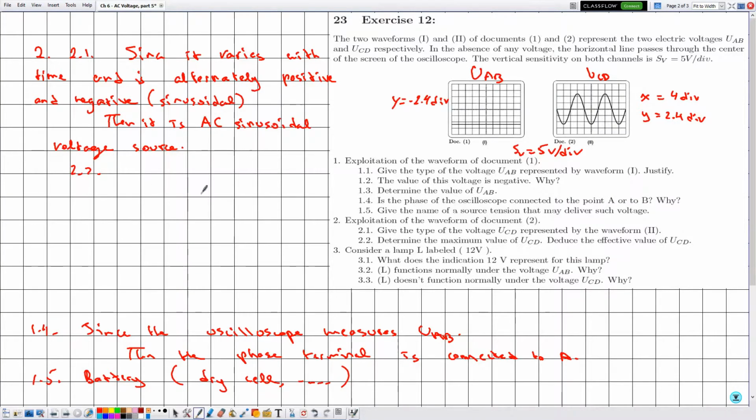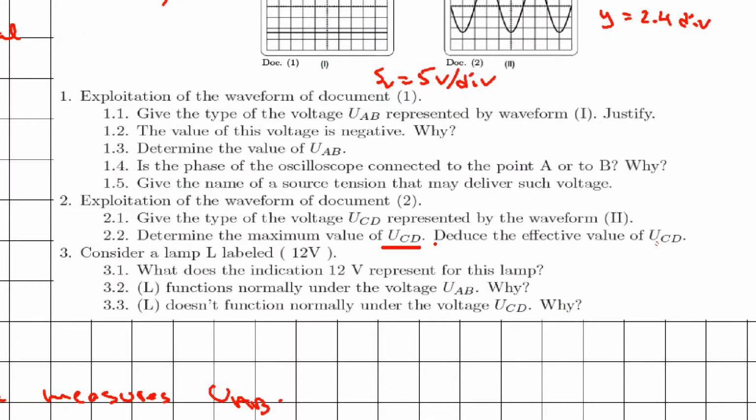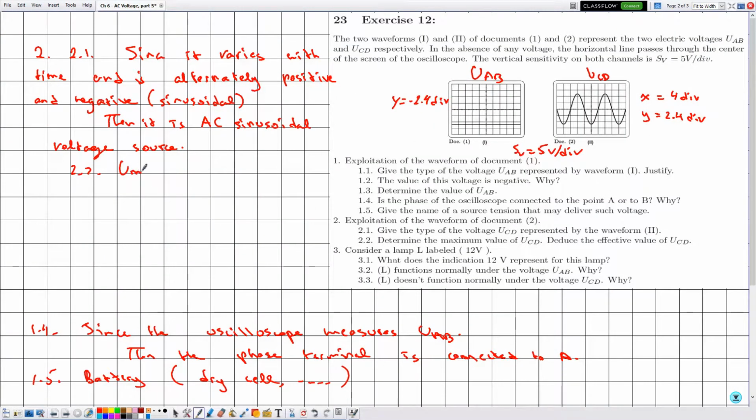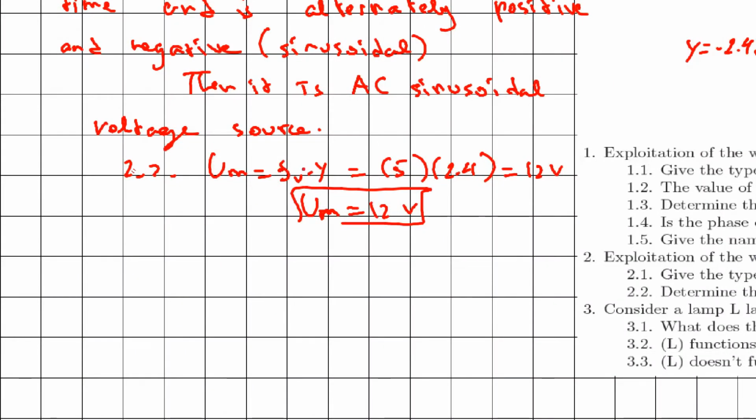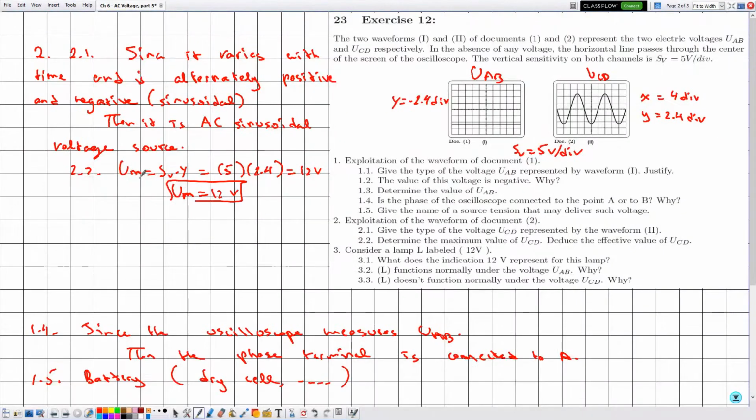Now in 2.2, we need to determine the maximum value of UCD, which is given by UM is equal to SV multiplied by Y. The value of SV is given by 5 and Y is given by 2.4. Plugging this on the calculator, UM is given by 12 volts, because both SV and Y are expressed in the SI, so the value of UM will be in the SI, which is volts.